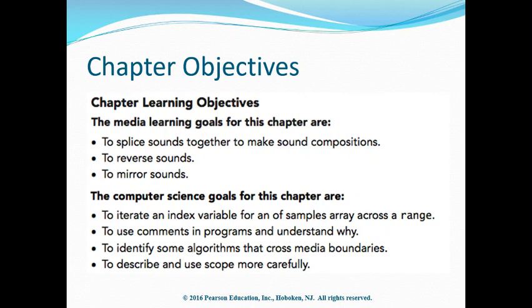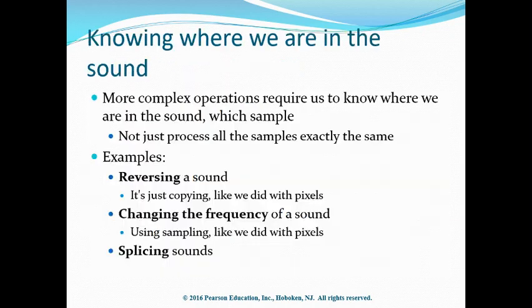The computer science goals for this chapter are to iterate an index variable for an array of samples across a range, to use comments in programs to understand why, to identify some algorithms that cross media boundaries, and to describe and use scopes more carefully.